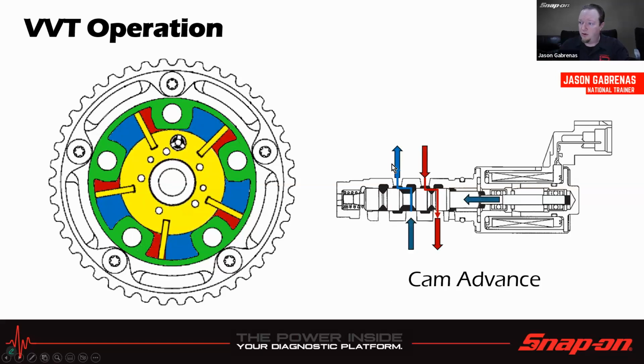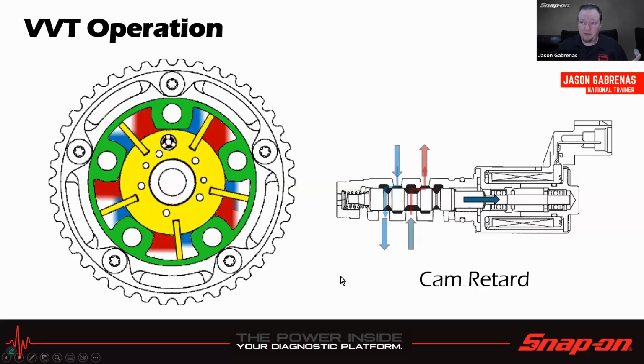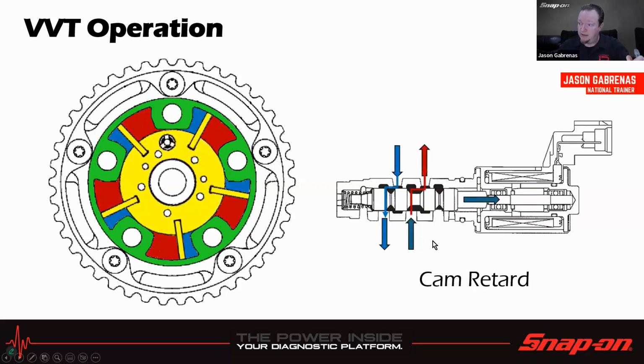So that allows the oil to go in on the one side and the pressure to increase on that one side, which slides it over, and then it allows the other side to drain back out. It's being displaced, so it needs to be drained back to where it was. And then to retard the cam going the other way, we're going to do that.